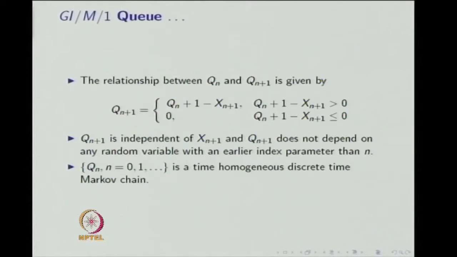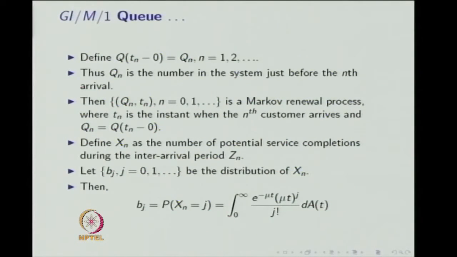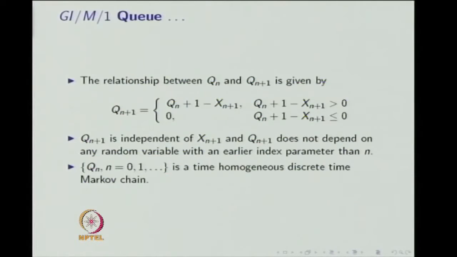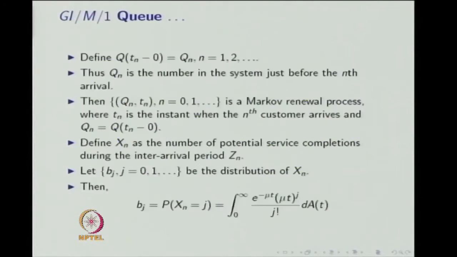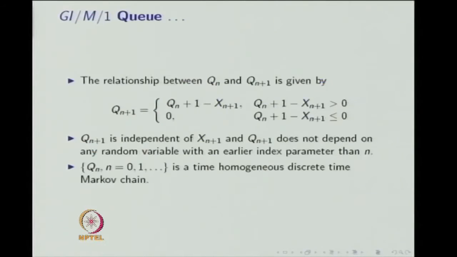The reason is the number of customers in the system just before the n plus 1th arrival is the same as the number of customers in the system just before the nth arrival, plus the n plus 1th customer who arrived, that is plus 1, minus how many customers are served during the inter-arrival period, that is Xn plus 1. So if you subtract Xn plus 1, you will get Qn plus 1, whenever Qn plus 1 minus Xn plus 1 is greater than 0. If it is less than or equal to 0, then the number of customers just before the n plus 1th arrival will also be 0.